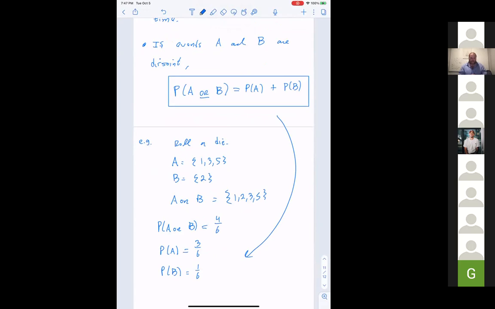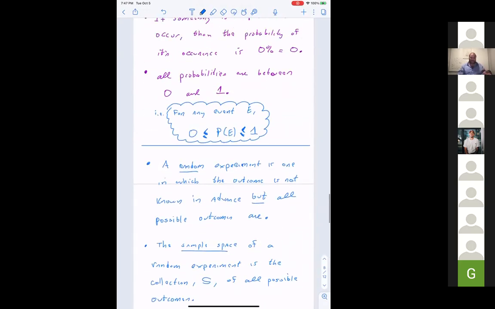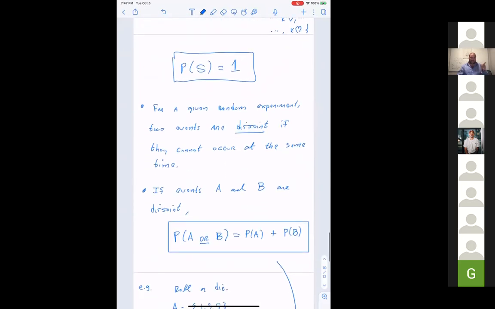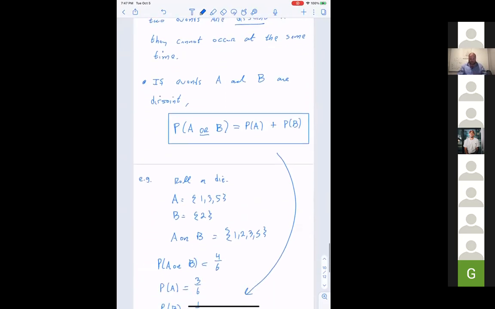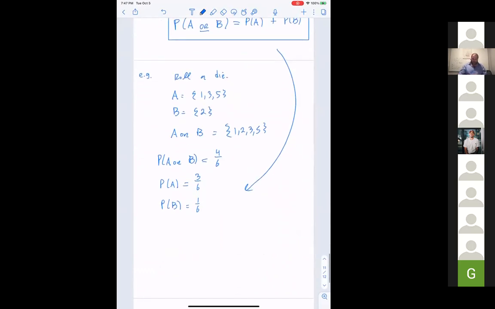So this is basic rule number 3. Basic rule number 1 was that all probabilities are between 0 and 1. Basic rule number 2, the probability of the sample space has to be 1. And if events A and B are disjoint, the probability of one or the other is just equal to the probability of one plus the probability of the second. Okay. And then basic rule number 4.